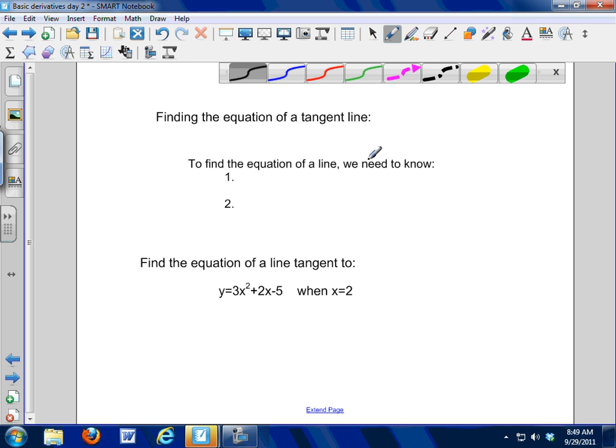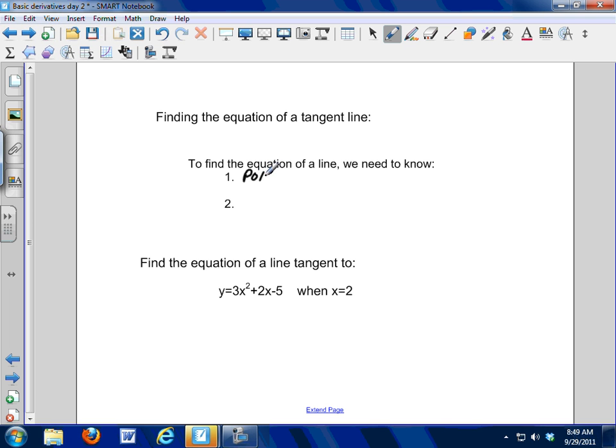To find the equation of a line, what we need to know is a point on the line, and we need to know the slope of the line. And then we can put our equation in point slope form, right? Point slope form. So first problem, find the equation of a line tangent to this equation when x equals 2.